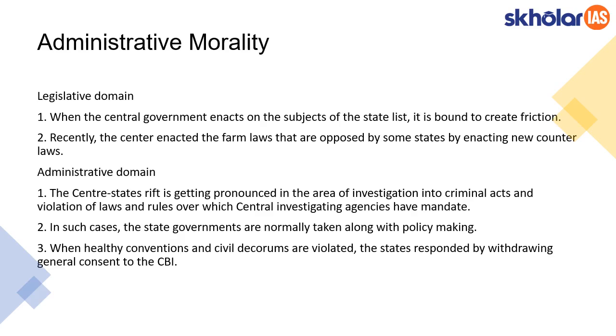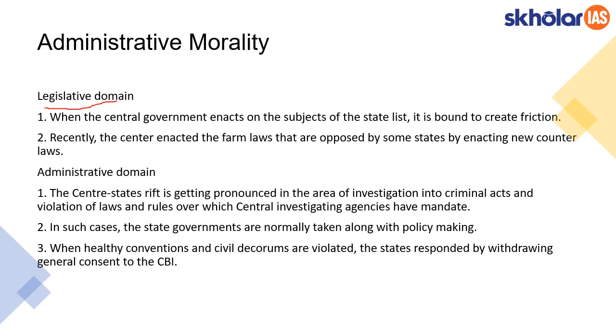First, let's see the legislative domain, how it gets affected when there is friction between the center and the state. Recently there has been a law passed around agriculture reforms. Three laws were passed, and when this was passed, many states opposed it, in particular Punjab and Haryana. And Punjab even legislated a law to counter the center's law. So whenever the center legislates in the state list, friction is created. And when this political consideration and this friction is too high, then administration takes a backseat.